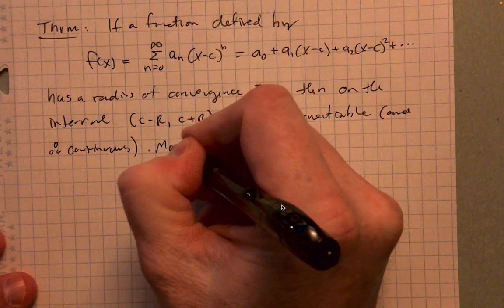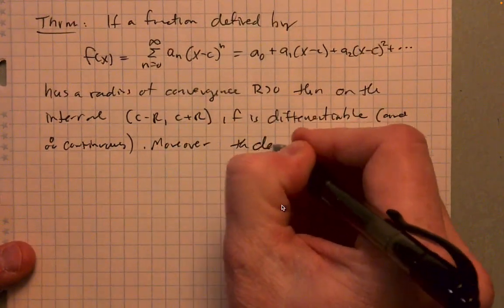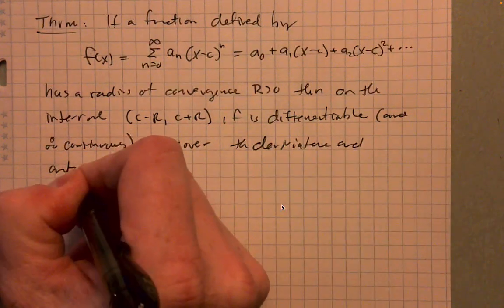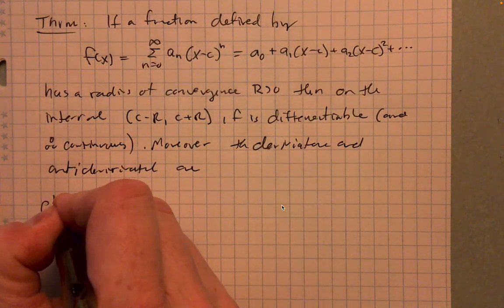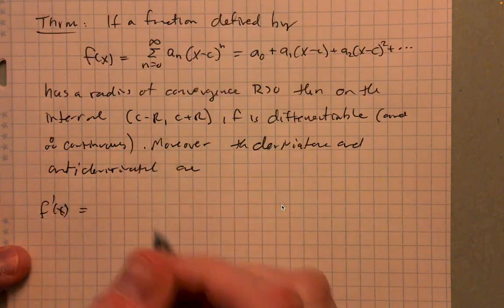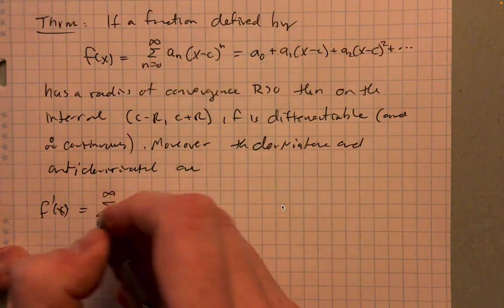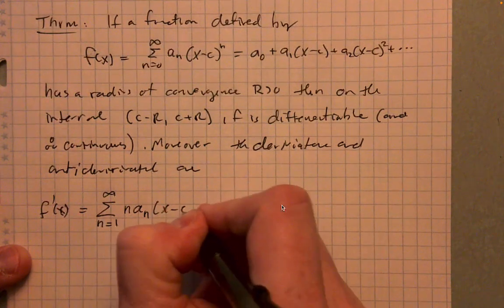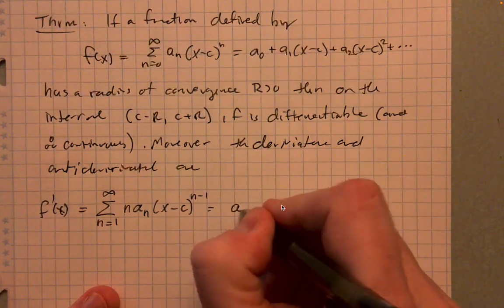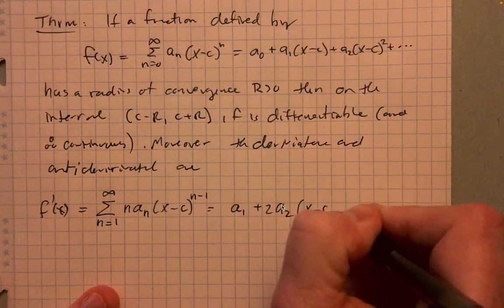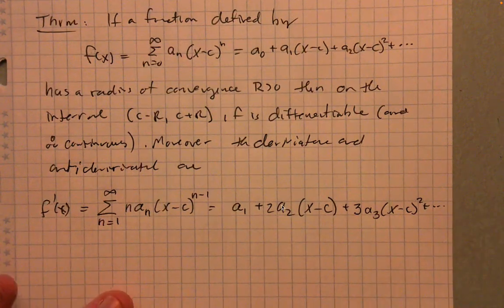And moreover, the derivatives and antiderivatives can be given in general. Starting with the derivative, f prime of x is equal to the sum from n equals 1 up to infinity. Notice the index changes. It's n times a sub n times x minus c to the n minus 1 power. We know that's equal to a1 plus 2a2 times x minus c plus 3a3 times x minus c squared plus dot dot dot. You can see the pattern there.